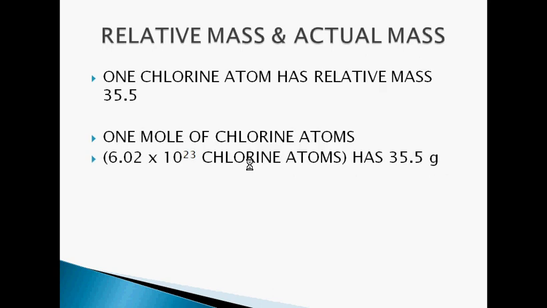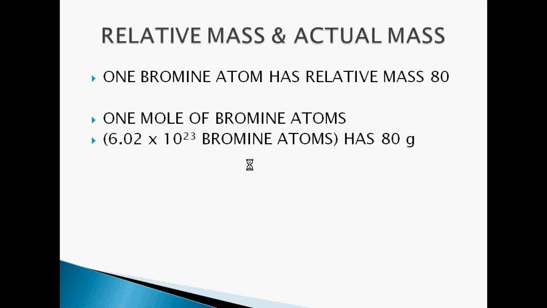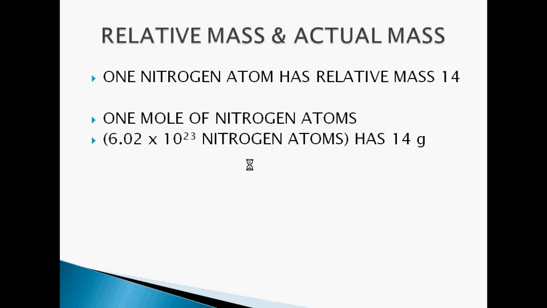1 chlorine atom has relative mass of 35.5. That's 1. But if you have 1 mole, a lot of chlorine atoms, 6.02 times 10 power 23 chlorine atoms, you will have exactly 35.5 grams. 1 bromine atom, just 1, has relative mass of 80. 1 mole, that's a lot, of bromine atoms would have 80 grams. 1 nitrogen atom has relative mass of 14. If you have 1 mole, which is thousands and millions and billions of nitrogen atoms, it would have 14 grams.